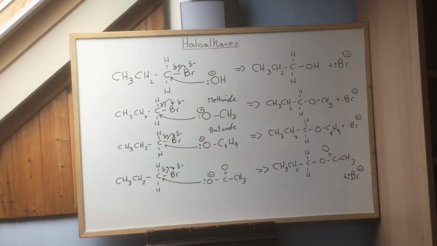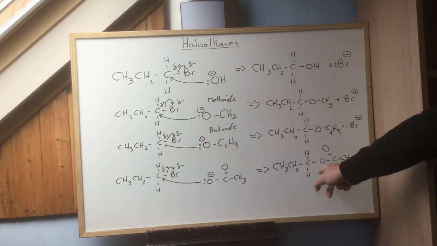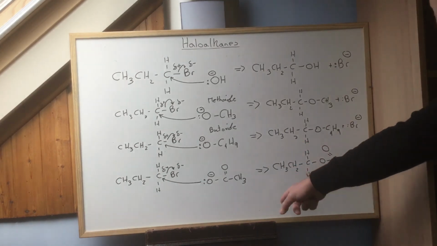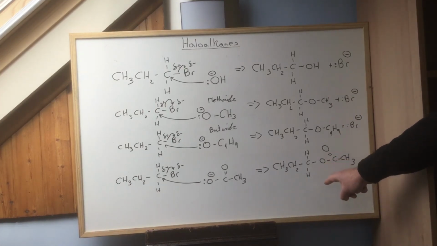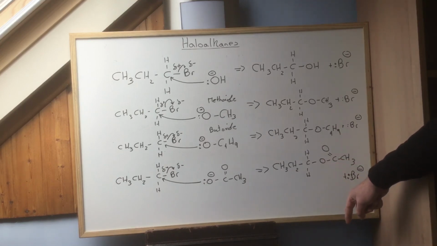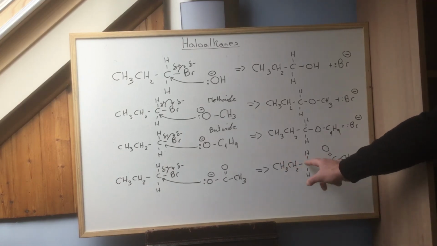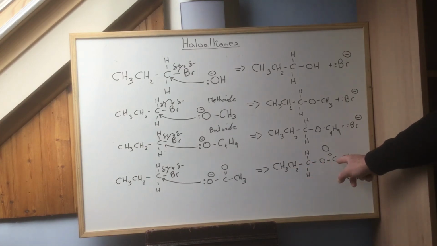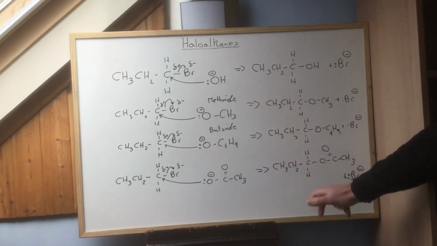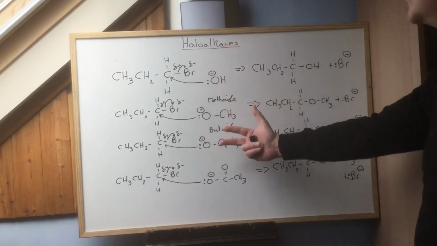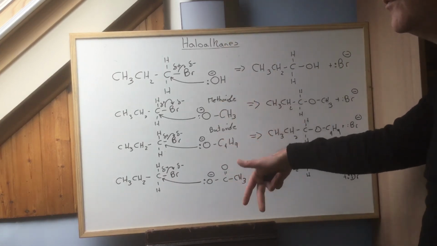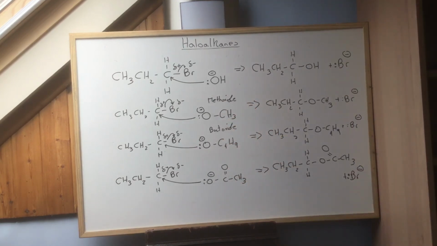Anything else to say? I don't think so. What's this substance here? You should be able to tell me. It's an ester, isn't it? Propyl ethanoate. That's what it is. Normally you draw it around the other way, but you've got to be flexible about the way we draw these things. So that's a summary of what I would call AS high level nucleophilic substitution.